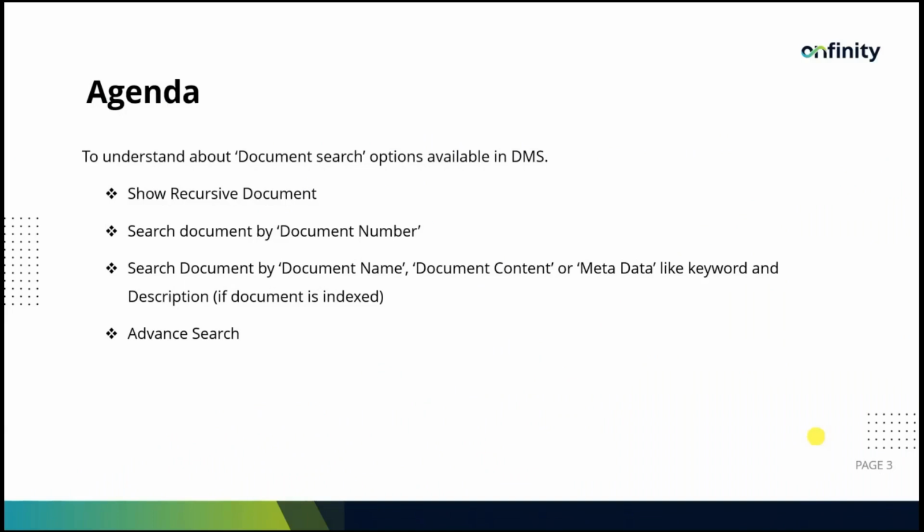Agenda. Today, in this training video, we will learn about the document search options available in the DMS. The DMS provides several search options that help users to locate documents efficiently. We will discuss each option one by one, including show recursive document, search document by document number, search document by document name, document content or metadata like keyword and description if the document is indexed, and advanced search.